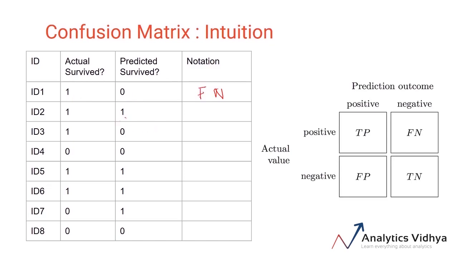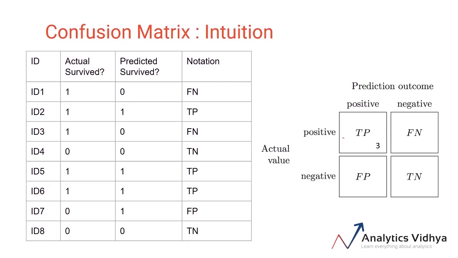Similarly, for the second observation, the predicted value is 1, so positive, and the actual value is also 1. So this prediction is correct, or I can say true. Similarly, I can fill in all the observations, and here are the notations for all the observations. So what's next? Count the number of true positives, false positives, true negatives and false negatives. We'll start by counting the true positives. So here I have 3 true positives. So I can write 3 in this cell.